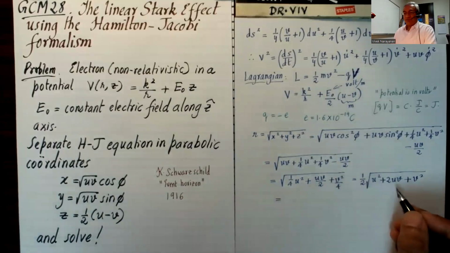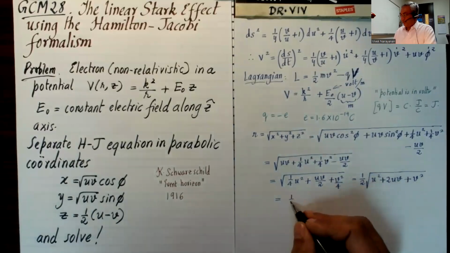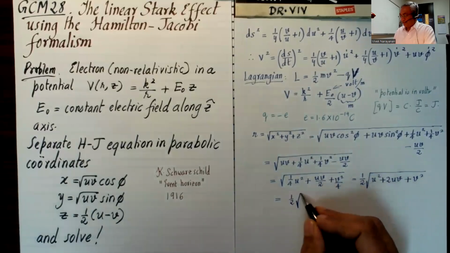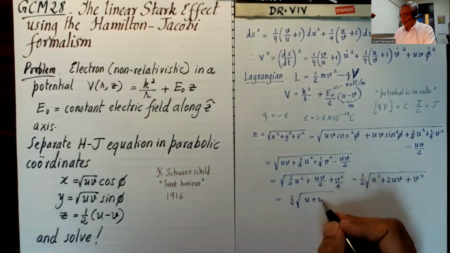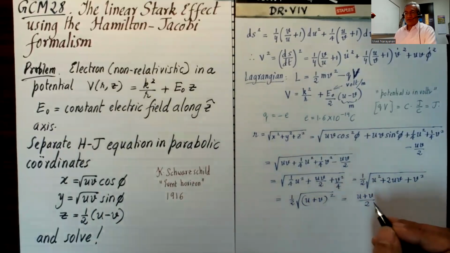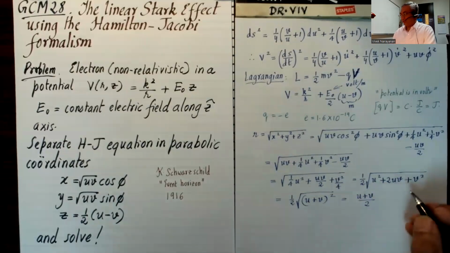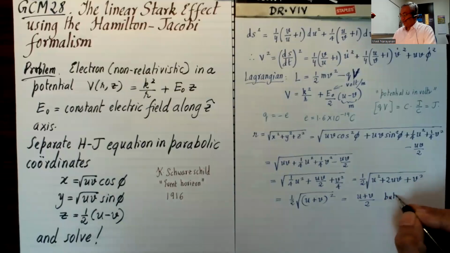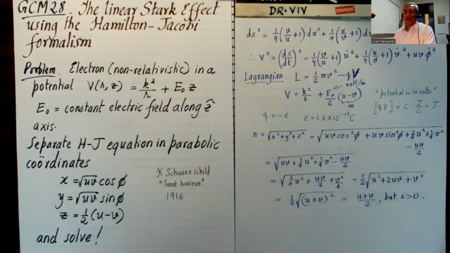Well, what is that? That's a perfect square. So you see the miracle? That's half times the square root of u plus v whole squared. So this is just u plus v divided by 2. Now, when you do something like this, you have to be careful because you have the plus or minus possibility, but r is bigger than 0, so we're justified in keeping the plus sign.